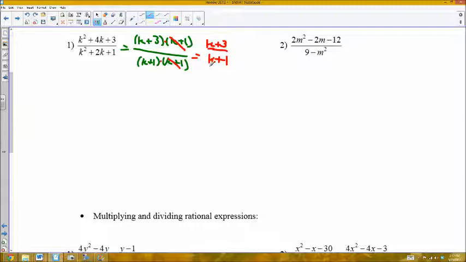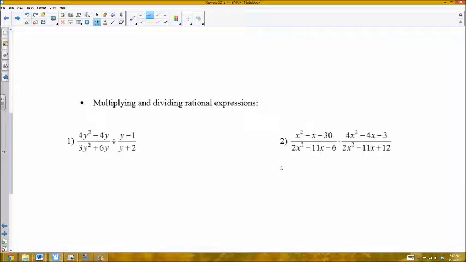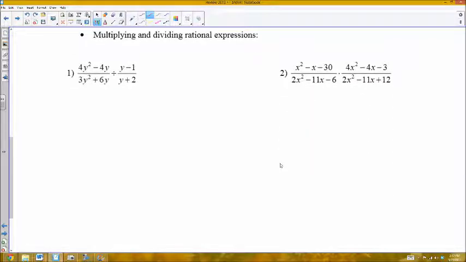They are separated by addition, so I cannot simplify this any further since it is fully factored and there are no common factors, so that is my final answer. So with that in mind, try the second one. I'm going to go down here to multiplying and dividing rational expressions. Recall that when you're multiplying and dividing, you can cancel any factor of the numerator with any factor of any denominator.